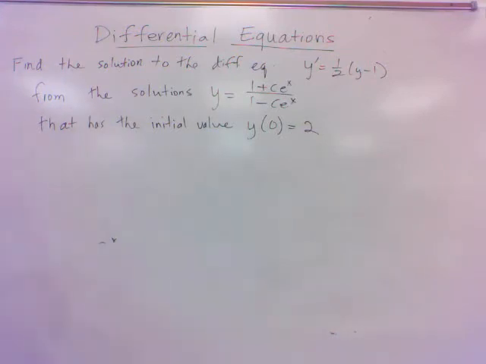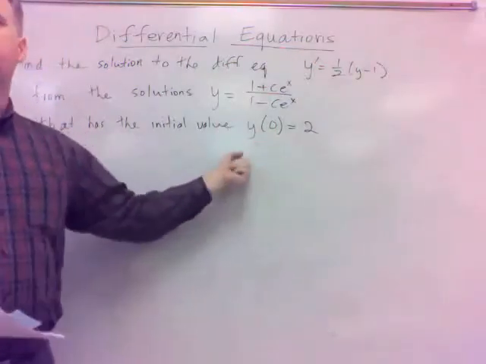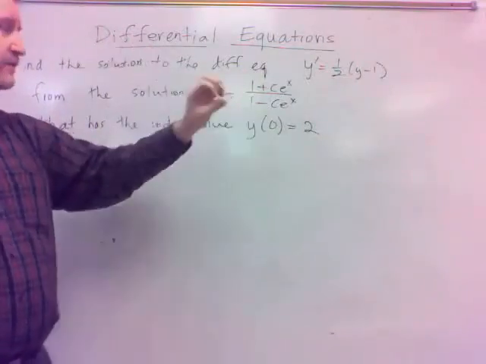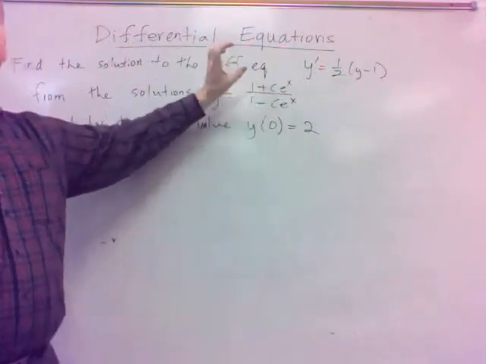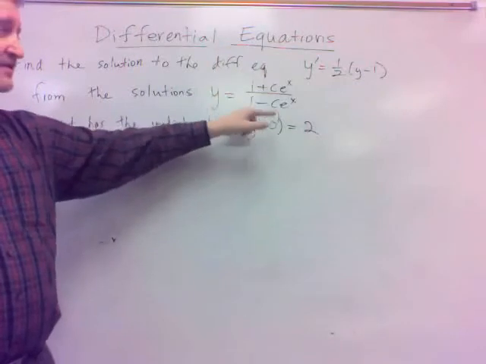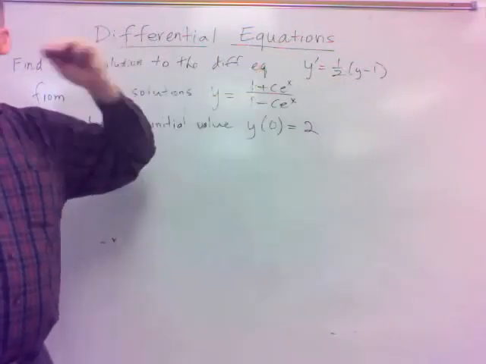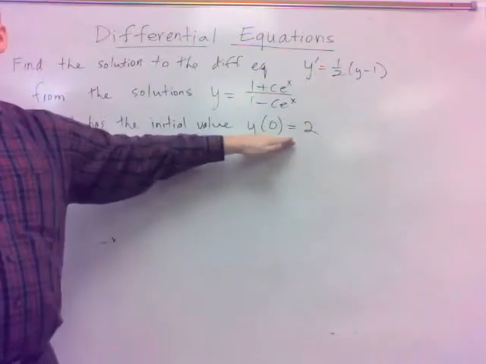So what this amounts to is, with these values, I want to find the one particular solution that works in this case. In other words, I want to find the c value here. What is c if this is our initial condition?